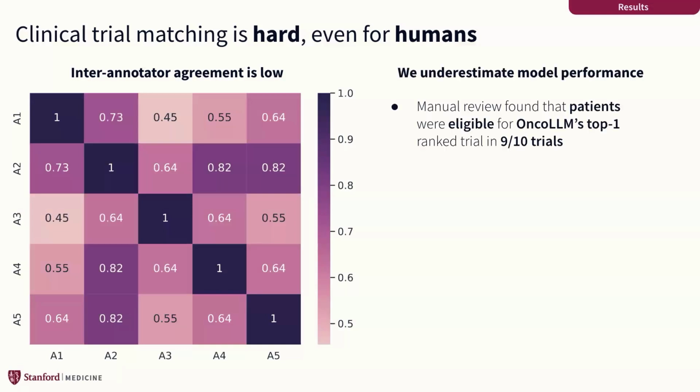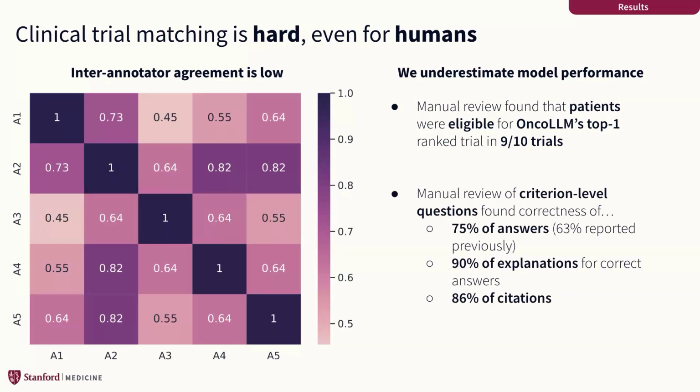And so this led to the conclusion of the paper that we're actually underestimating model performance, similar to the conclusion that we drew in our paper, which was that 75% of the time, actually, the model's right, even when the label says the model's wrong. What they do is manually review, I think 10 trials, and they found that patients were eligible for the top one ranked trial 90% of the time, even though I believe for these 10 trials, they originally said that the model was wrong, the patient's not eligible, right? So basically, the gold standard labels for this task are very weak, and we're systematically underestimating model performance.